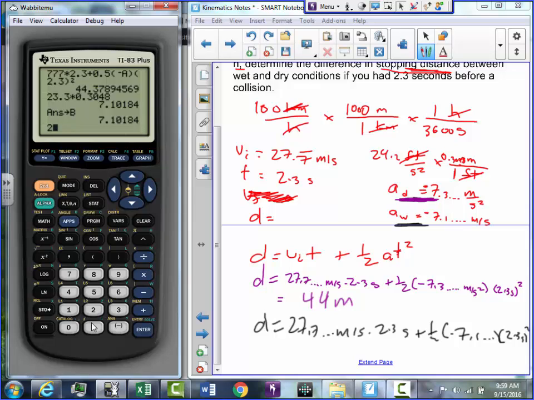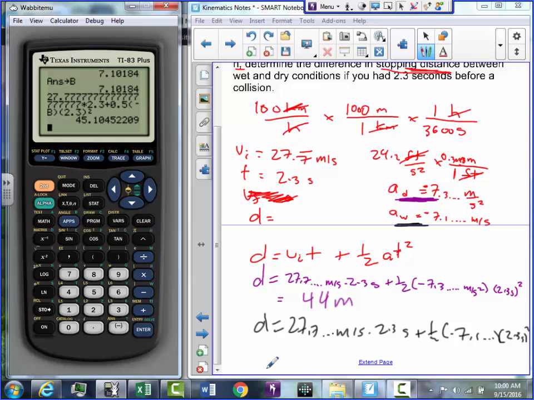Okay, so this should have been 27.7 repeated, that should be sufficient. Still times 2.3, still adding a half. Don't miss that negative sign because it's slowing down, right? So for me, I'm using B and then 2.3 squared. This time I got 45 meters.